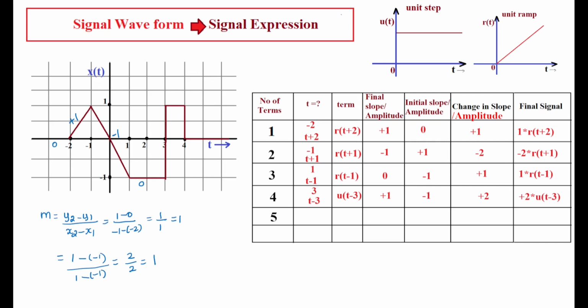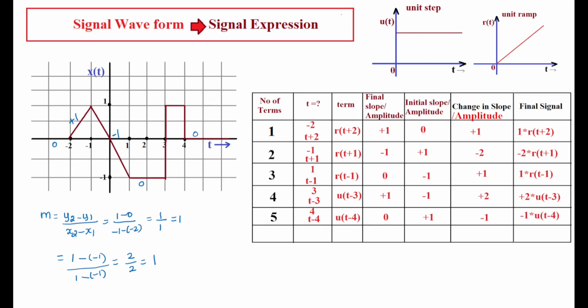Next consider the last term, that is the term number 5. Here what is T? T is equal to 4 or T minus 4. What is the term involved here? That is the step signal. The step signal amplitude changes from 1 to 0. Here this is the 0 point. Okay, then write U of T minus 4. Final amplitude is 0. Initial amplitude is plus 1. So what is the change in amplitude? 0 minus 1, that is minus 1. And what about the final signal? Minus 1 into U of T minus 4.